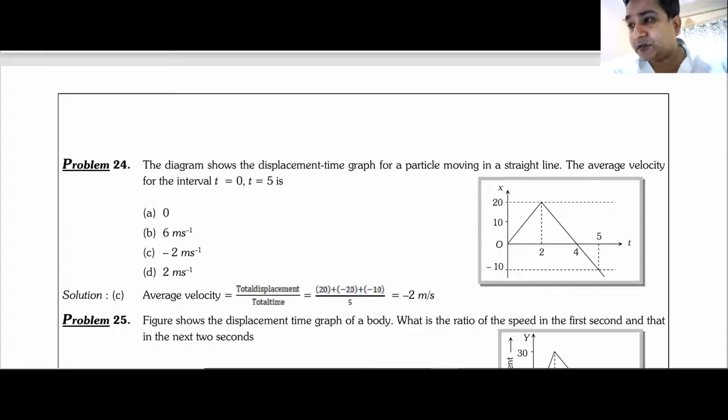Bipin, what is your doubt? Please type your doubt, beta, in the thing. I was not able to hear you.